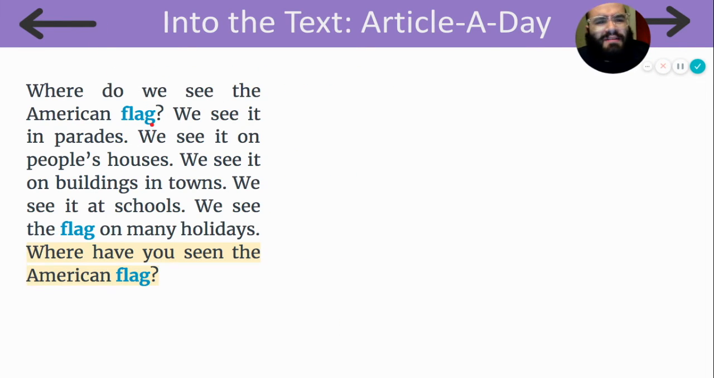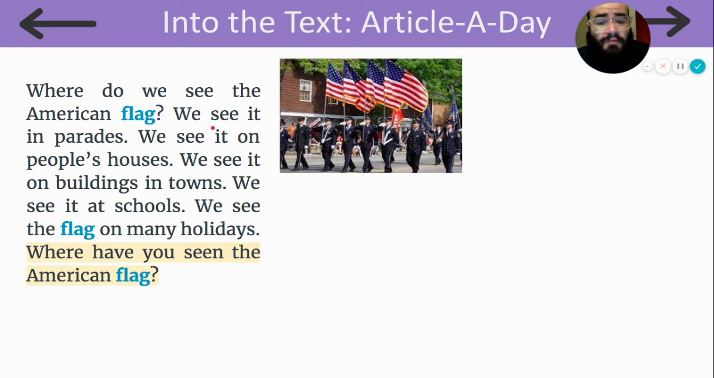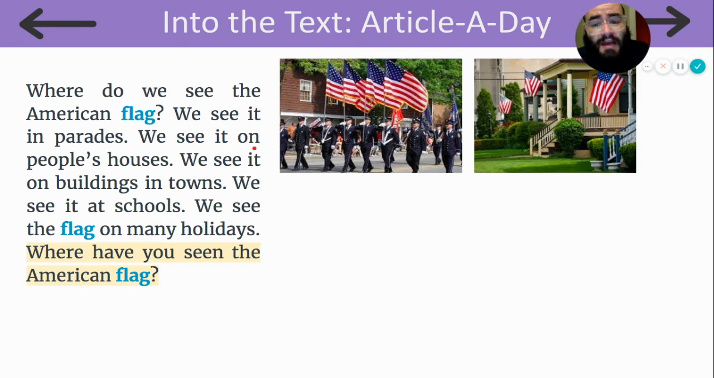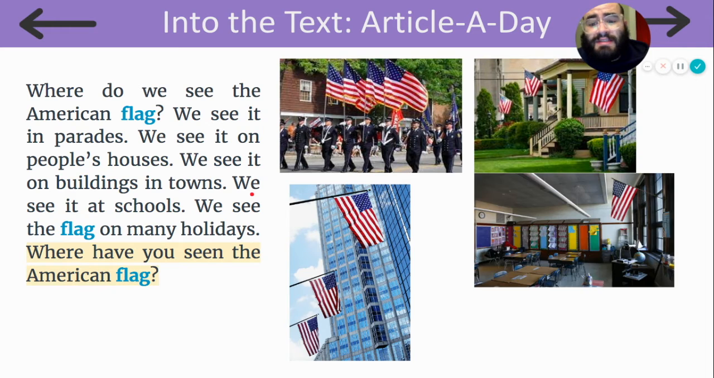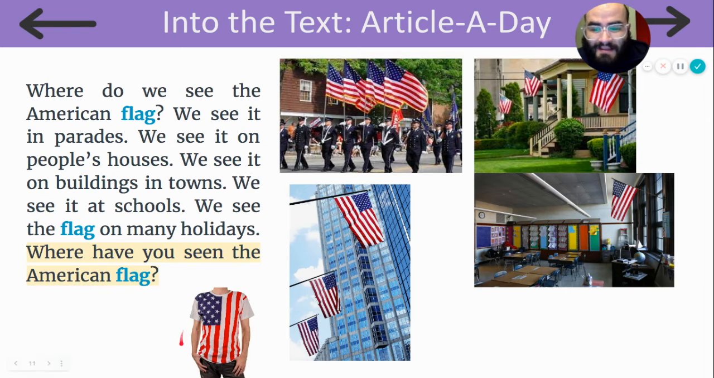Where do we see the American flag? We see it in parades. We see it on people's houses. We see it on buildings in towns. We see it at schools. We see the flag on many holidays. Where have you seen the American flag? I've seen people wear the American flag on their t-shirts sometimes, especially during July 4th and Flag Day.